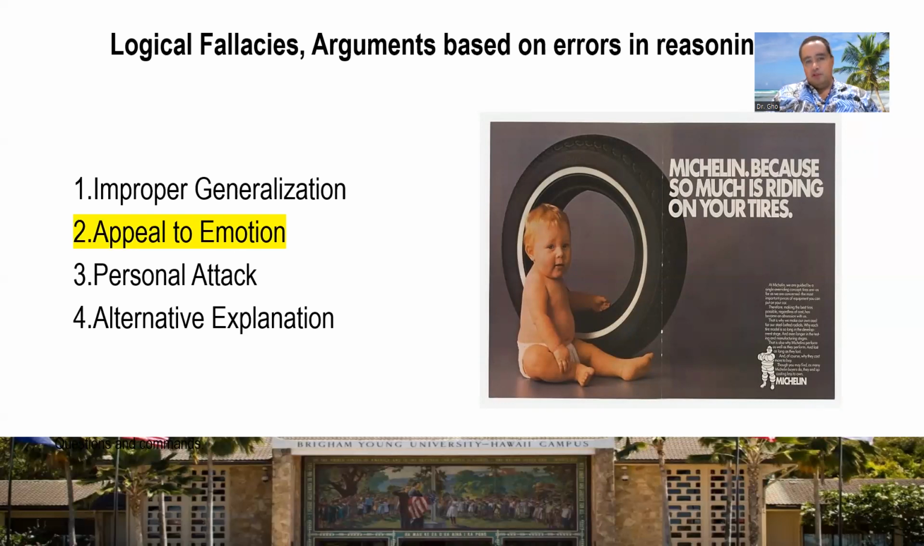So it's an appeal to emotion because we're looking at a baby. Of course, everybody loves babies. And so it's "so much is riding on your tire" because of your children.